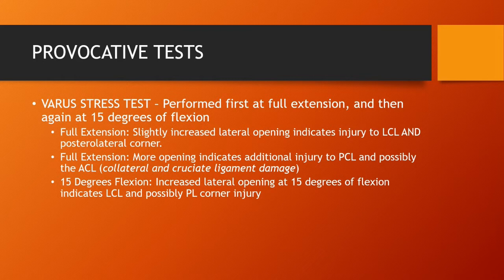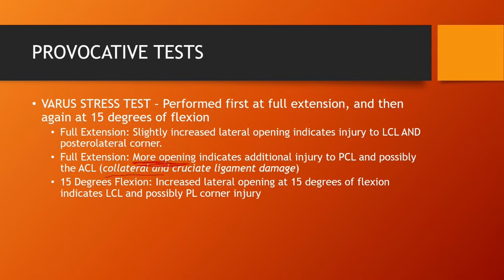Now, if the lateral opening advances from slight to moderate, or in general more opening, that also is going to suggest injury to additional structures such as the posterior cruciate ligament and/or the anterior cruciate ligament, as one or more of those ligaments fail to allow more lateral opening of the knee.